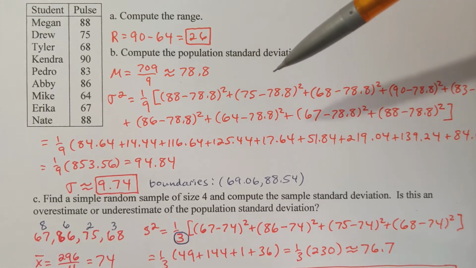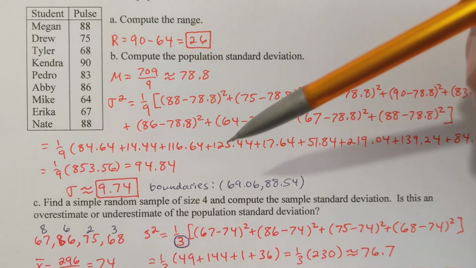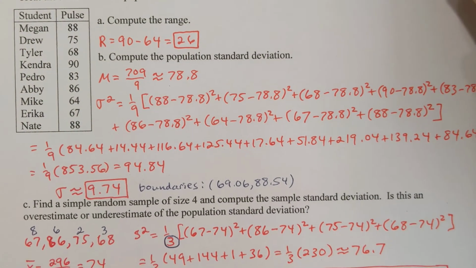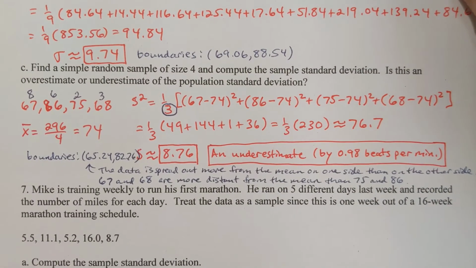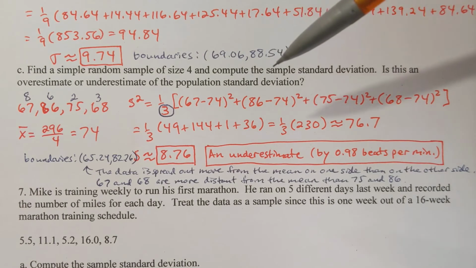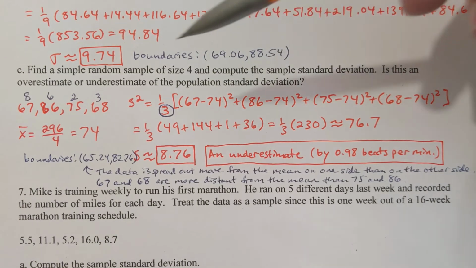So the average spread of all 9 of these numbers away from the mean is roughly 9.74 units, would be the translation of that. Okay. In part C, we want to find a simple random sample of size 4 and compute the sample standard deviation. And then we'll answer, is this an overestimate or an underestimate of the population standard deviation?